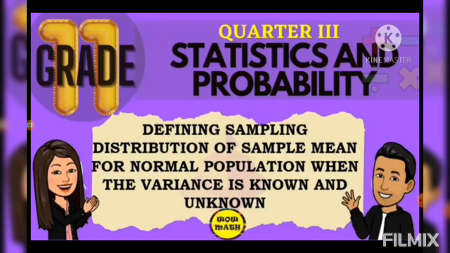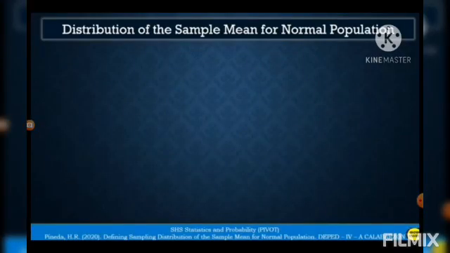Today our topic is defining the sampling distribution of the sample mean for a normal population when the variance is known and unknown. So today the topic is the distribution of the sample mean for a normal population.